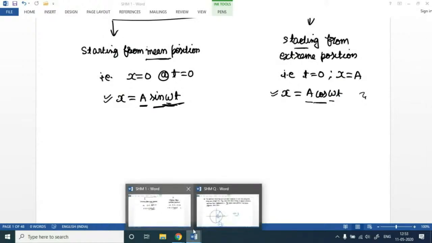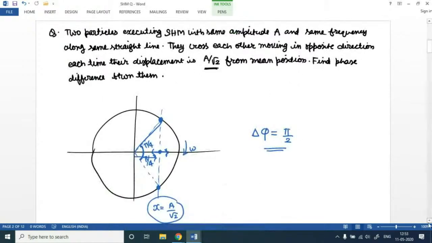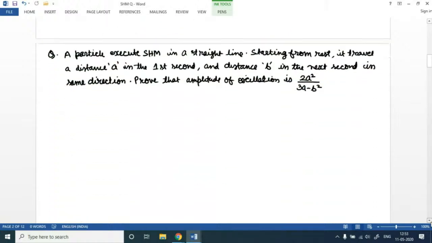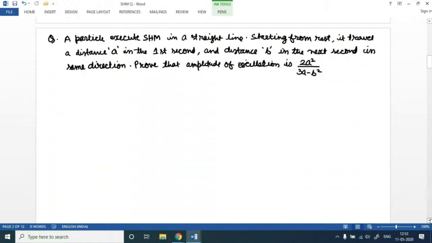So let's have this question here. A particle executes SHM in a straight line starting from rest, and it travels a distance a in the first second and distance b in the next second in the same direction, and we have to prove that this one would be the amplitude.